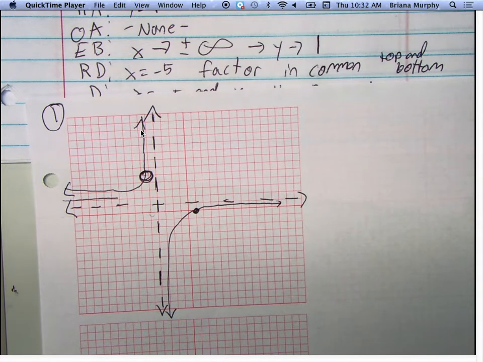Okay. Again, comparing your graphs to your graphing calculator might be a first step in order to do this, and as we get more used to it, we'll be able to do it without.